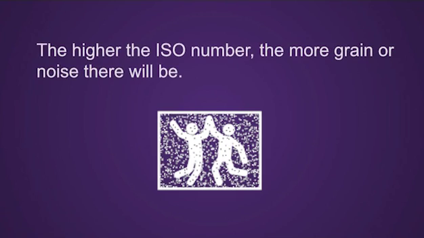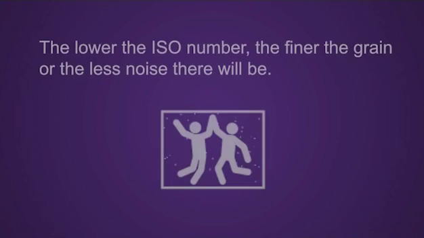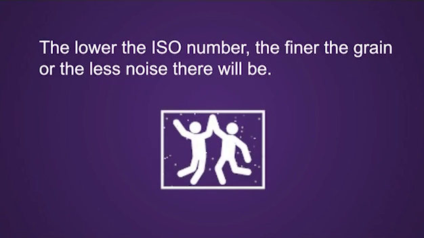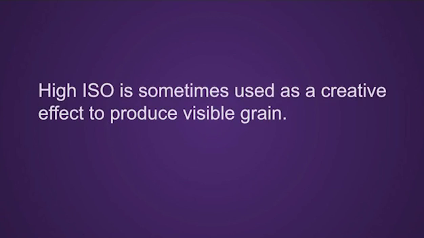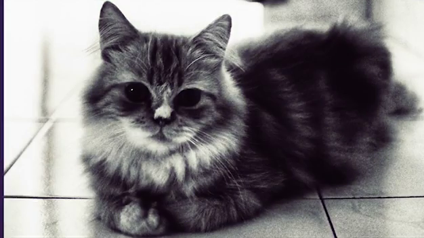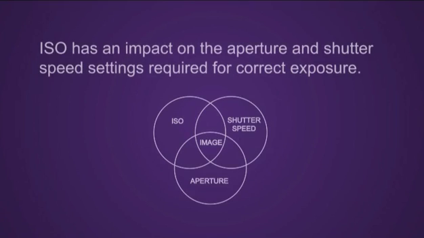The higher the ISO number, the more grain or noise there will be. The lower the ISO number, the finer the grain or less noise there will be. High ISO is sometimes used as a creative effect to produce visible grain. ISO has an impact on the aperture and shutter speed settings required for correct exposure.